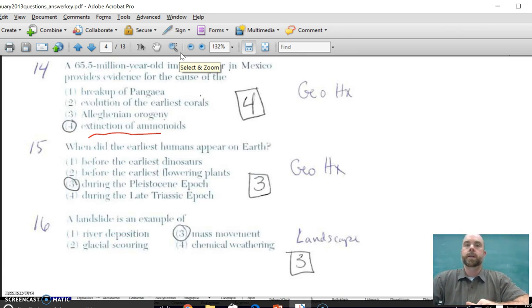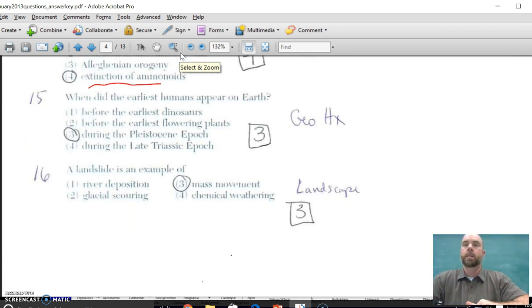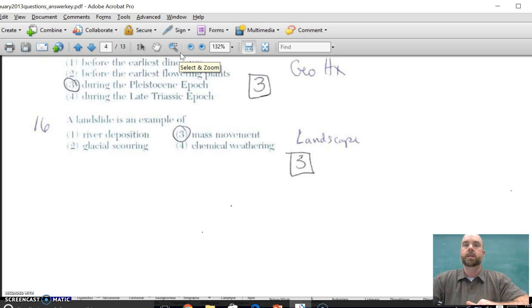Next question. A landslide is an example of mass movement, ladies and gentlemen. River deposition, we know that's sediment that's in a river. Glacial scouring, that's scratching and abrasion. Chemical weathering is usually by acid rain or water and oxygen causing rust. However, when you're talking about mass movement, you can have some area here.